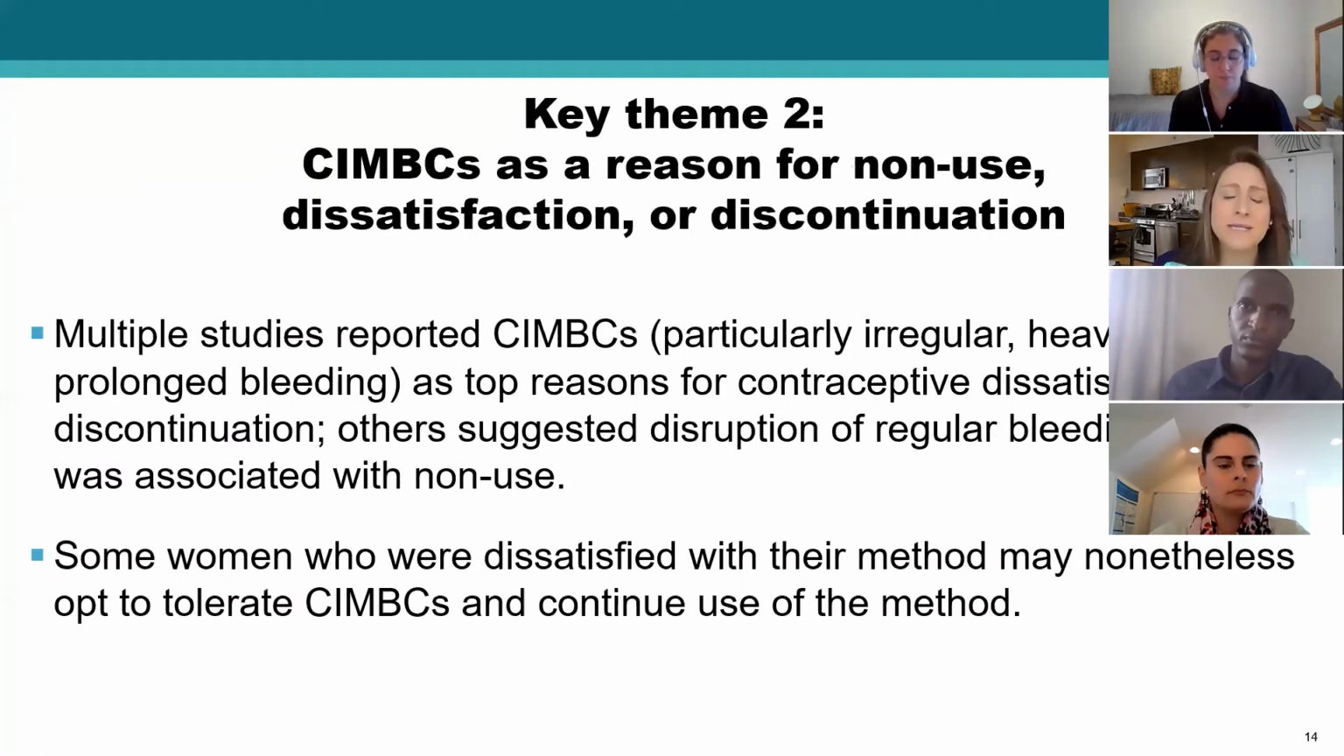A second theme was CIMBCs as a reason for non-use, dissatisfaction, or discontinuation. And while I don't have time to walk through the detailed results on each of those categories, in general, multiple studies reported that CIMBCs, and in particular, irregular, heavy, or prolonged bleeding, were top reasons for contraceptive dissatisfaction and discontinuation. And other studies suggested that disruption of regular bleeding patterns was associated with non-use. Some studies showed that despite dissatisfaction with specific aspects of a given method, some users may nonetheless choose to continue use and put up with those side effects.